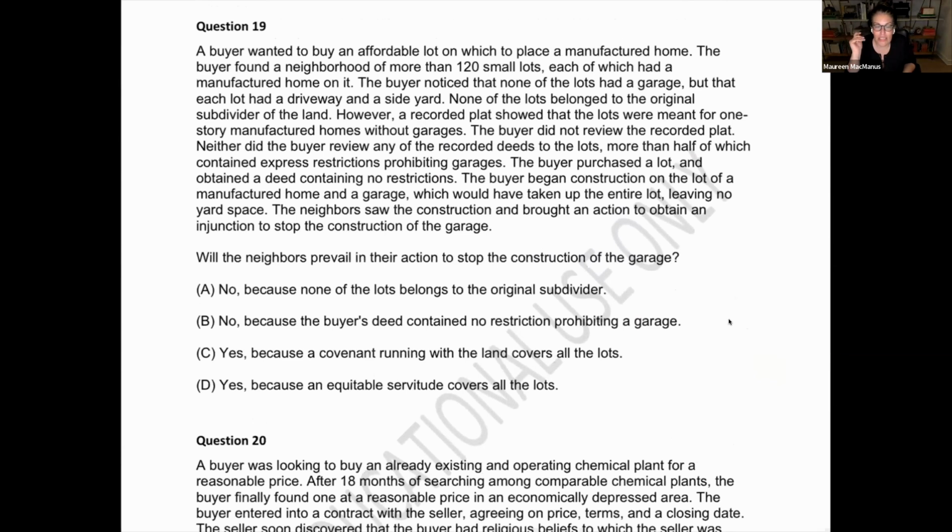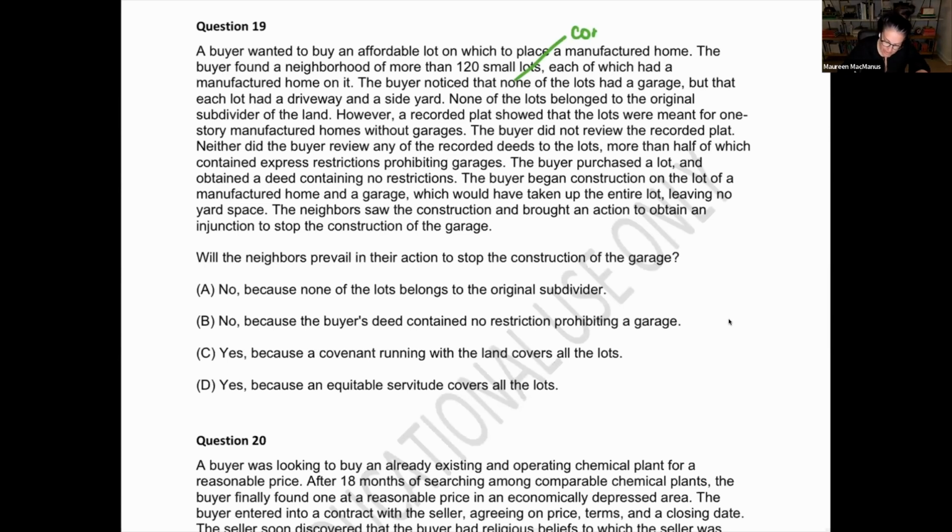All right, will the neighbors prevail in their action to stop the construction of the garage? A buyer wanted to buy an affordable lot on which to place a manufactured home. The buyer found a neighborhood of more than 120 small lots, so there's a lot of lots here, each of which had a manufactured home on it. The buyer noticed that none of the lots had a garage, so this looks like a common plan or scheme, or like a common plan.